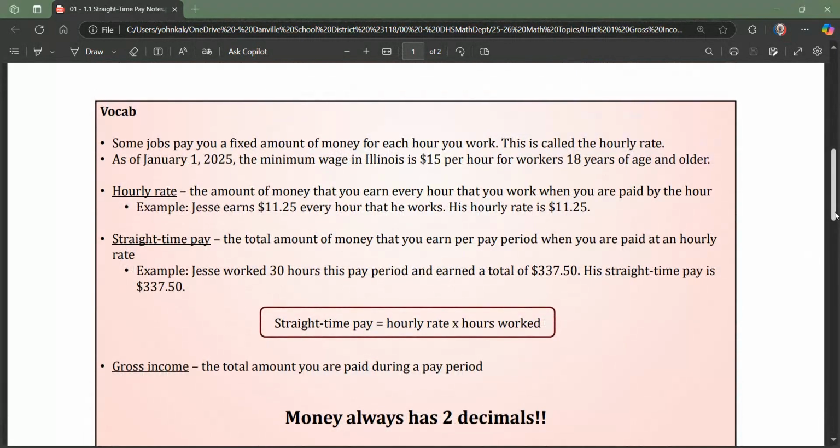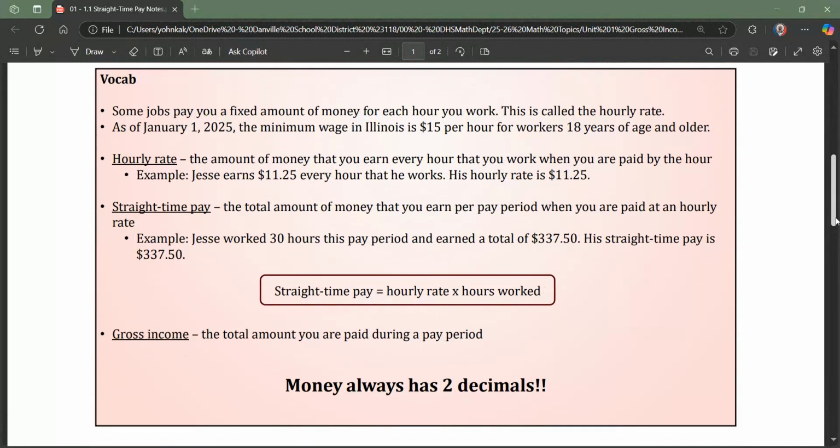All right, so some jobs pay you a fixed amount of money for each hour that you work. This is called your hourly rate, okay? And as of January 1st, 2025, the minimum wage in Illinois is $15 per hour for all workers that are 18 years of age or older. So when you get that first job, as long as you're 18, minimum wage in Illinois is $15 an hour.